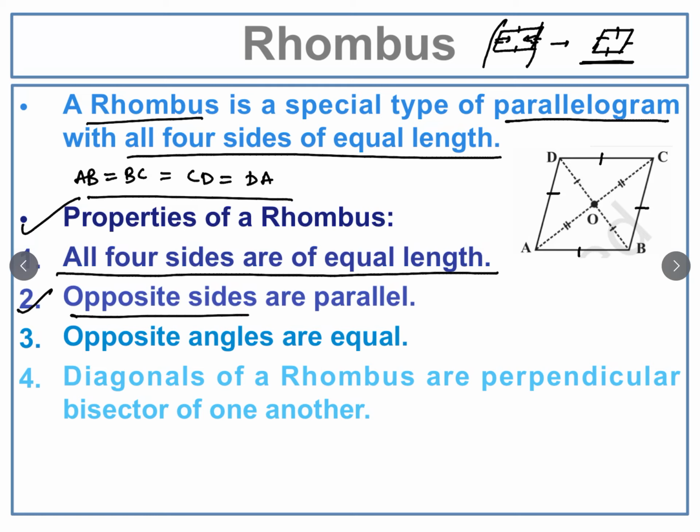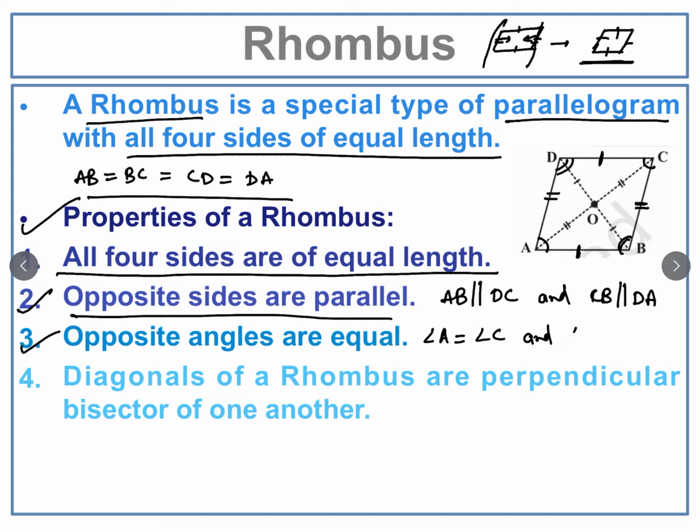Second, opposite sides are parallel. That means this opposite side AB is parallel to DC, and side BC is parallel to DA. Then we have opposite angles are equal. That means angle A will be equal to angle C. Similarly, angle B will be equal to angle D. That is, angle A equals angle C, and angle B equals angle D.